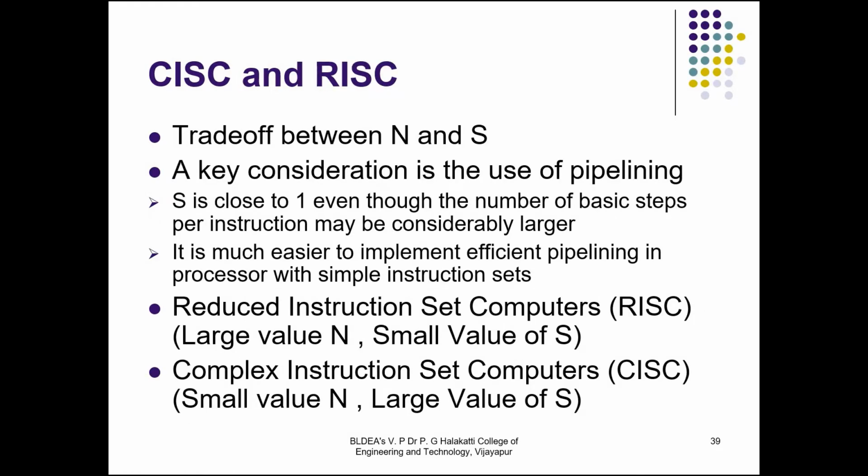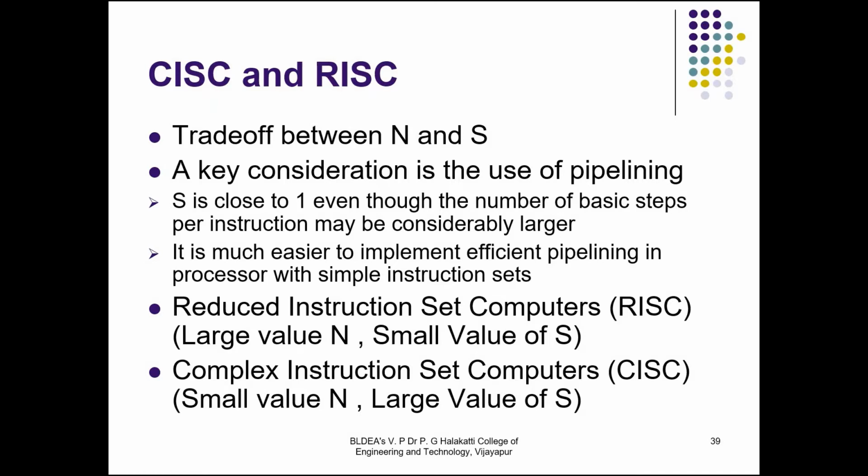Now let's see the trade-off between N and S. A key consideration is the use of pipelining, where S is close to 1 even though the number of basic steps per instruction may be considerably larger. It is much easier to implement efficient pipelining in processors with simple instruction sets.